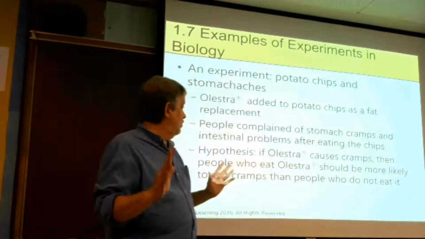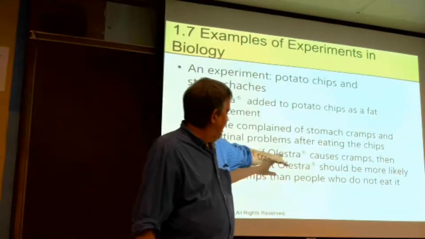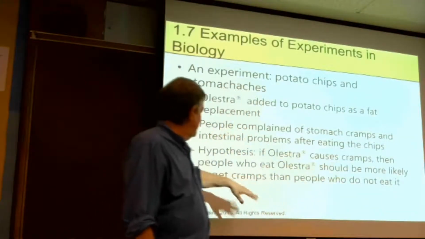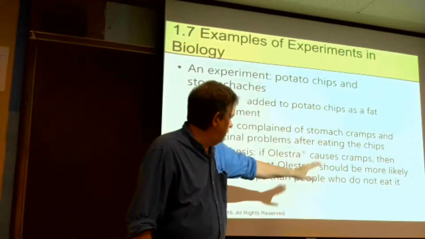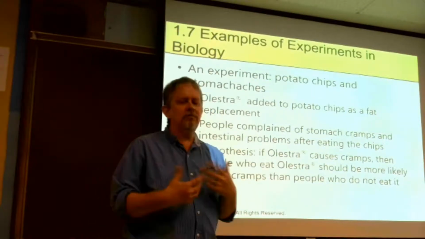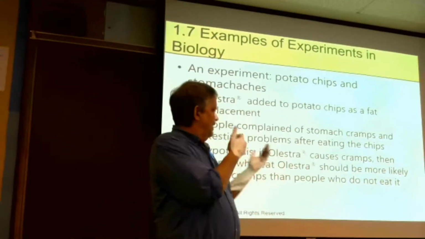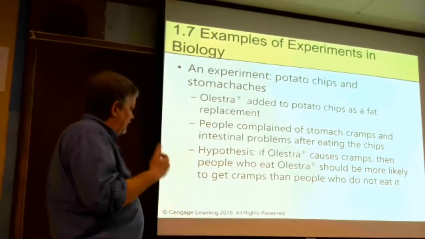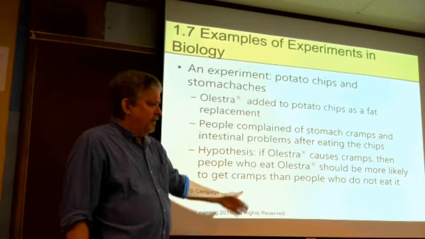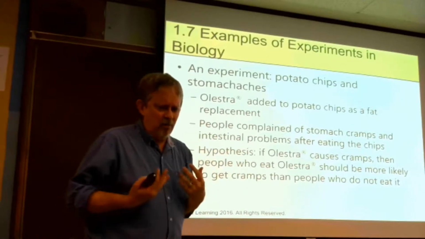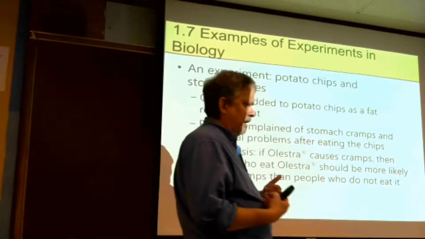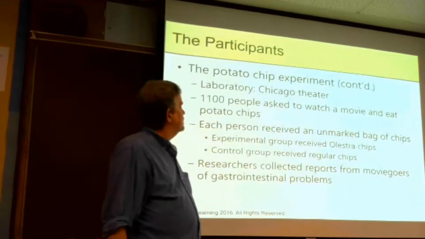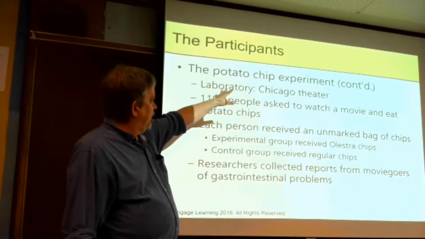So what they did was, hypothesis. If Olestra causes cramps, then people who eat Olestra should be more likely to get cramps than people who don't eat it. It makes sense, right? That's inductive reasoning. So if Olestra is the problem, then people who eat it will have problems. People who don't eat it won't. It just makes sense. So the potato chip experiment continued here.